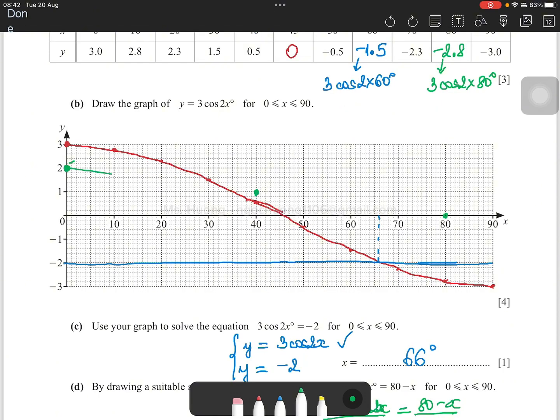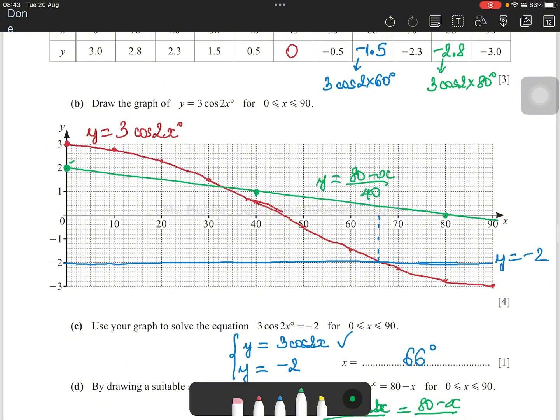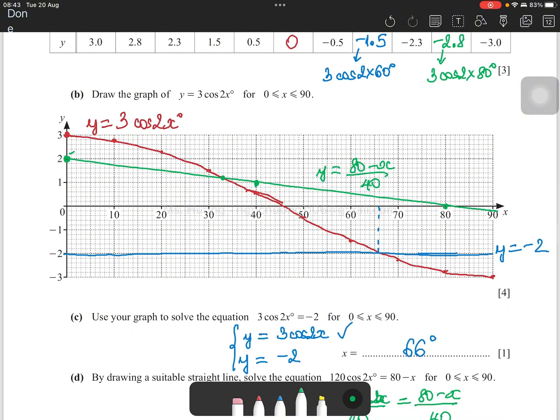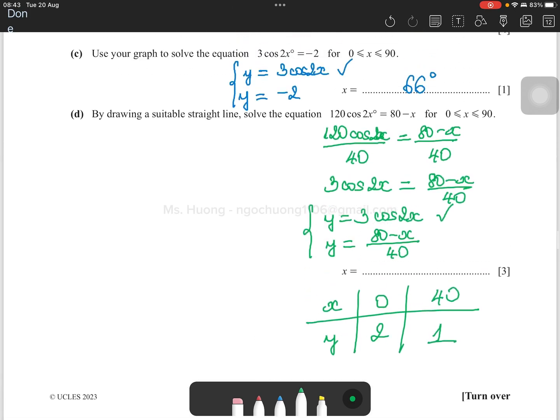Let's join these two points together. And we see that the intersection of the red and the green line is here. The solution is 33. And the blue point is 66 degrees. So we write down the answer for the last question: x equals 33 degrees.